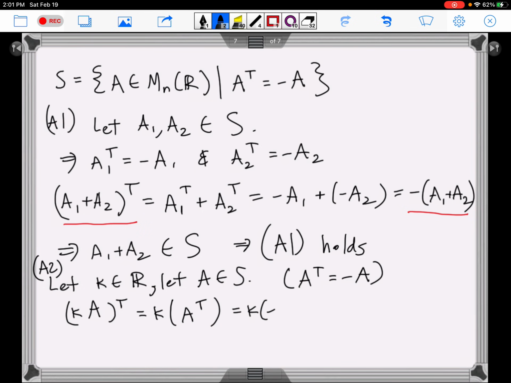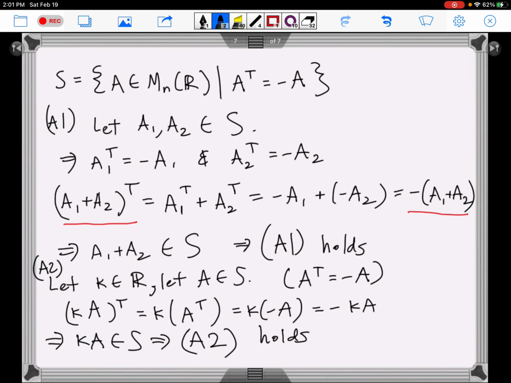But that's just equal to K times negative A because of the property that we wrote above it. And so this is equal to negative K times A. Again, this is just how scalar multiplication works. And so what did we just show? This means that Ka is in S. In other words, axiom A2 holds.